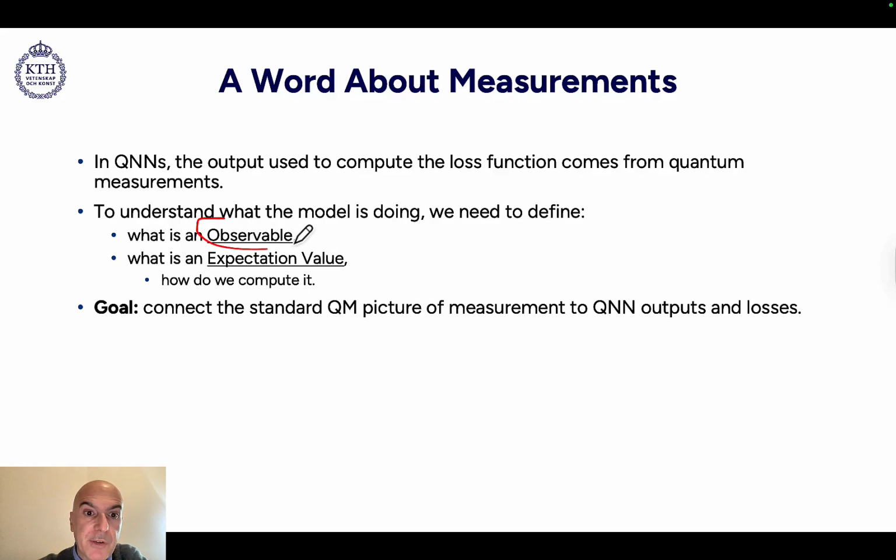First, what is an observable of a quantum system, and what is the expectation value of an observable. The goal of this lecture is to connect the standard quantum mechanics picture of the measurement to quantum neural network output and to the definition of losses in our quantum neural network.